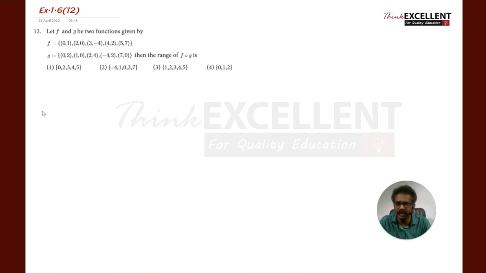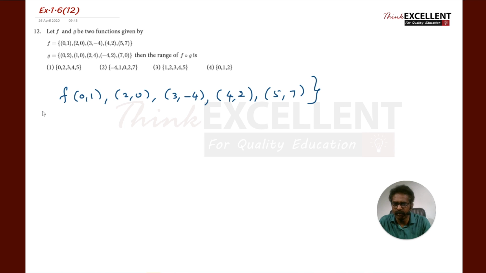f they have given us: (0, 1), (2, 0), (3, -4), (4, 2), (5, 7), right? So this is the function f. And g is another function: (0, 2), (1, 0), (2, 4), (-4, 2), (7, 0).